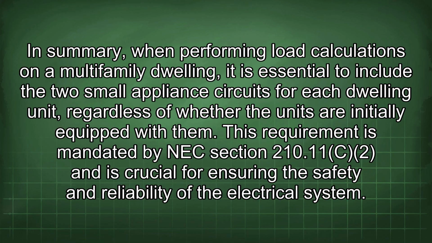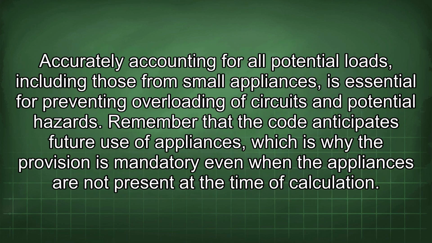In summary, when performing load calculations on a multifamily dwelling, it is essential to include the 2 small appliance circuits for each dwelling unit regardless of whether the units are initially equipped with them. This requirement is mandated by NEC Section 210.11(C)(2) and is crucial for ensuring the safety and reliability of the electrical system. Accurately accounting for all potential loads, including those from small appliances, is essential for preventing overloading of circuits and potential hazards. Remember that the code anticipates future use of appliances, which is why the provision is mandatory even when the appliances are not present at the time of calculation.